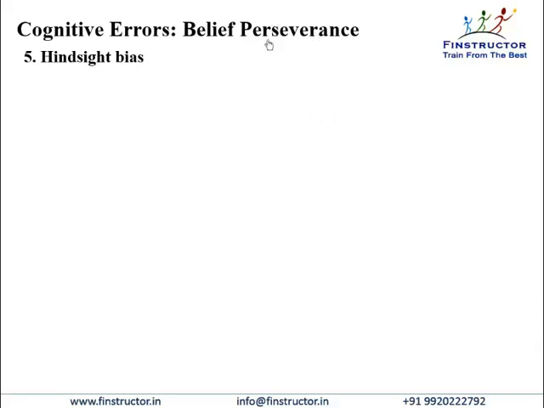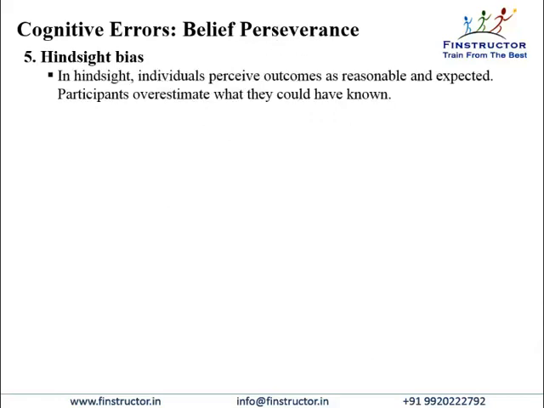Error based on belief perseverance is referred to as the hindsight bias. The hindsight bias says that in hindsight, individuals generally perceive outcomes as reasonable and expected. So even though their investment may have gone wrong, investors normally have a good excuse: I just missed this one point, or if only I had marginally tweaked my model, my outcome would have been correct. So in hindsight, even though outcomes are wrong, individuals are not correcting their methodology.